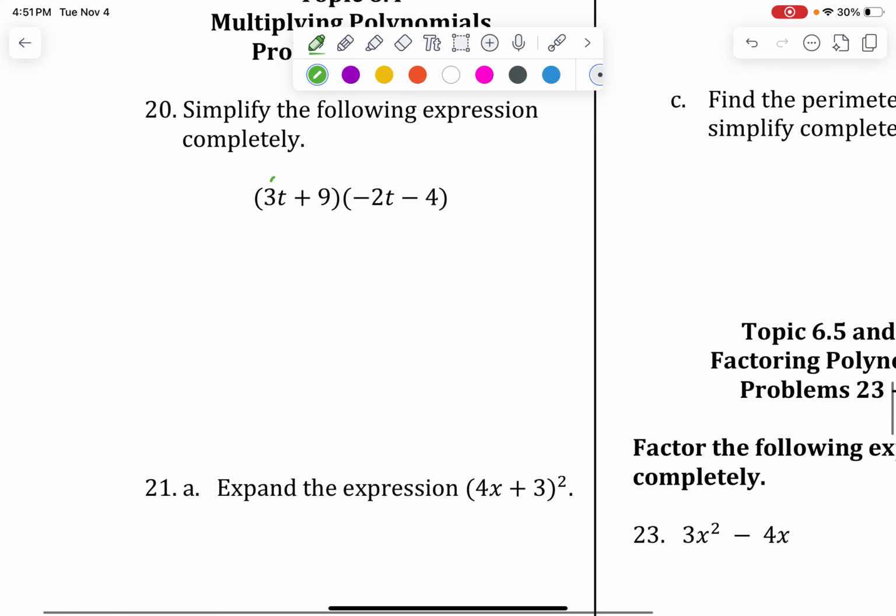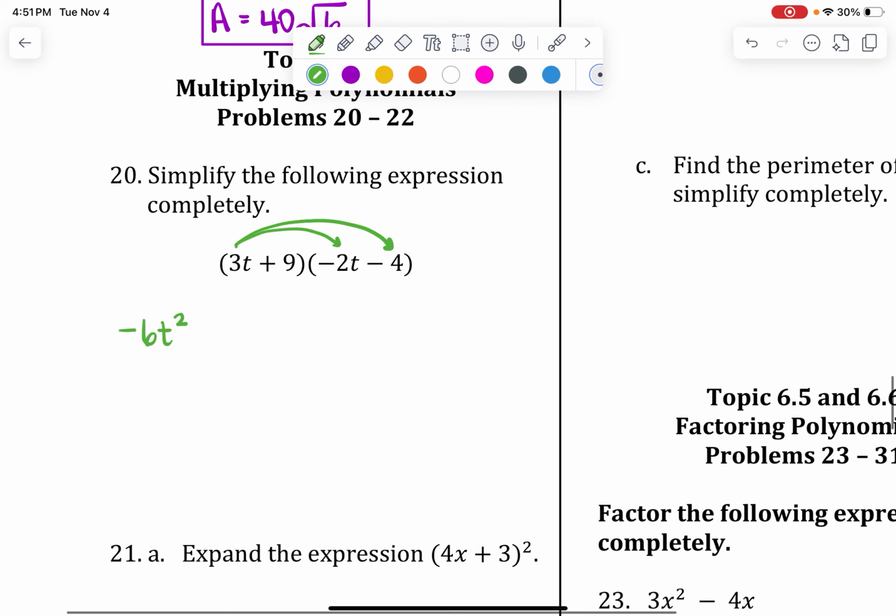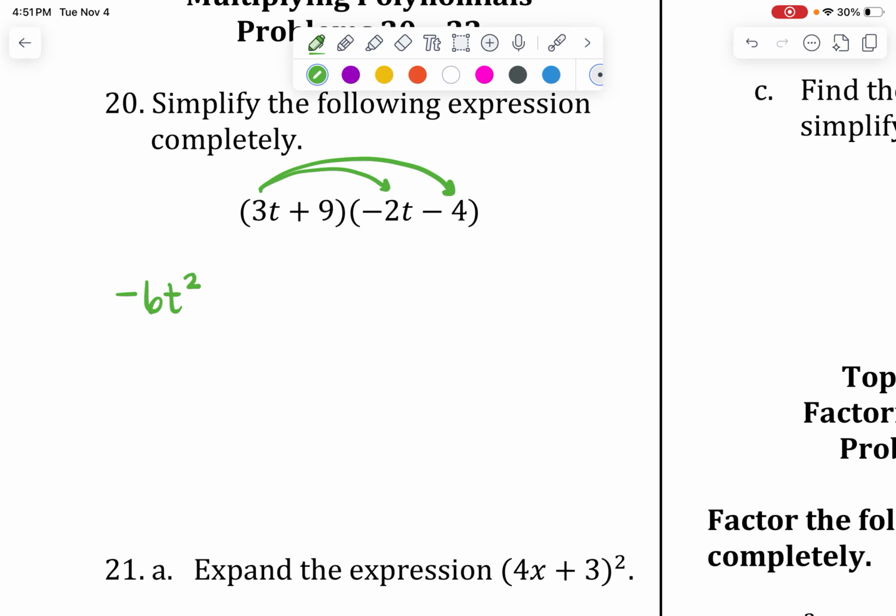So we've got to take the 3t and he has to get multiplied times everybody in the other parenthesis. So let's see, 3t times -2t gives us -6t squared. Please don't forget, when you multiply a t times a t, you get t squared, because when you multiply, you add the exponents. So t to the 1, t to the 1, gives us t squared. All right, then I'm going to distribute the 3t to the -4.